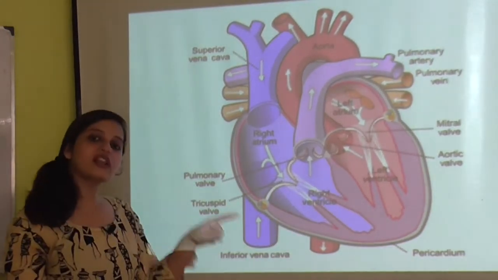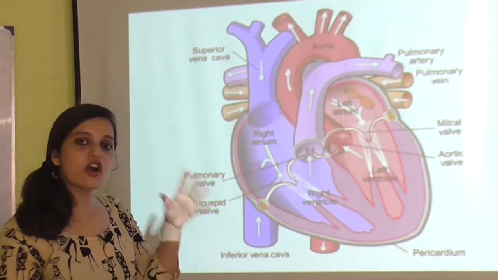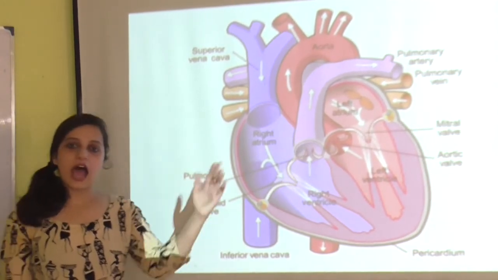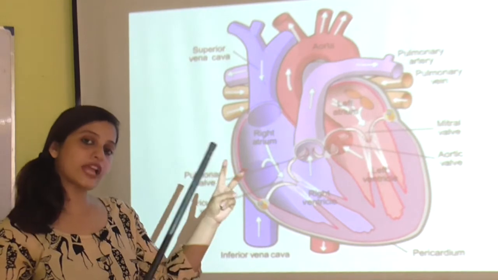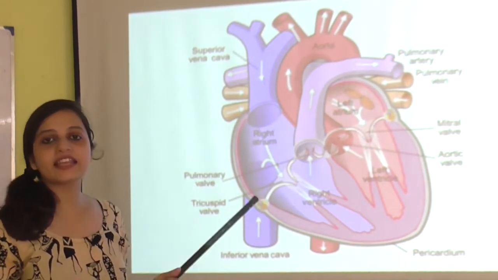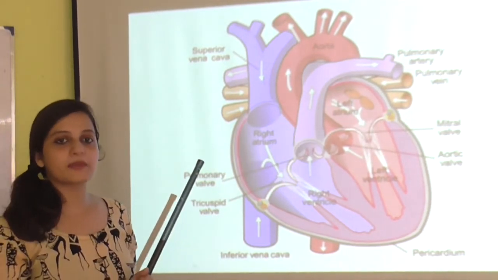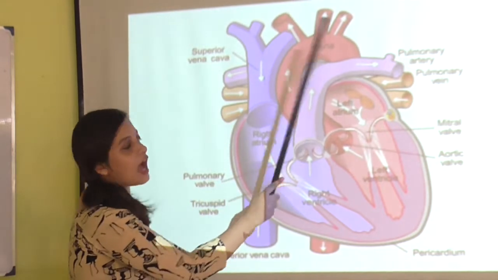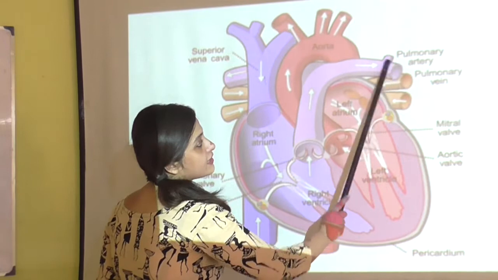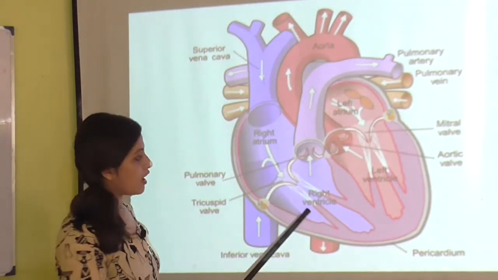This is the only artery present in the human body that carries deoxygenated blood. Normally there are two types of blood vessels, vein and artery. A vein always carries deoxygenated blood and an artery always carries oxygenated blood. But this is the only exceptional artery that carries deoxygenated blood, known as the pulmonary artery. So what happens?